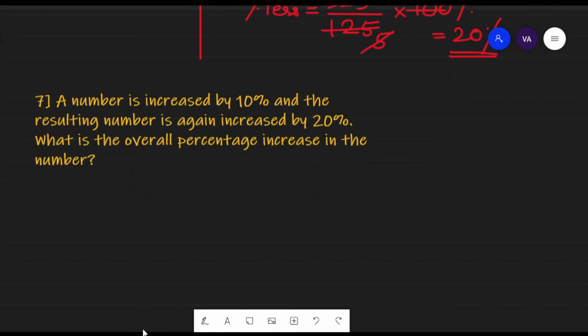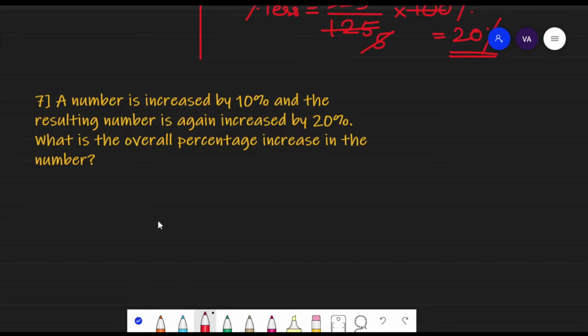Now let's see the next problem. A number is increased by 10% and the resulting number is again increased by 20%. What is the overall percentage increase in the number? That means there is a successive increase in that particular number.